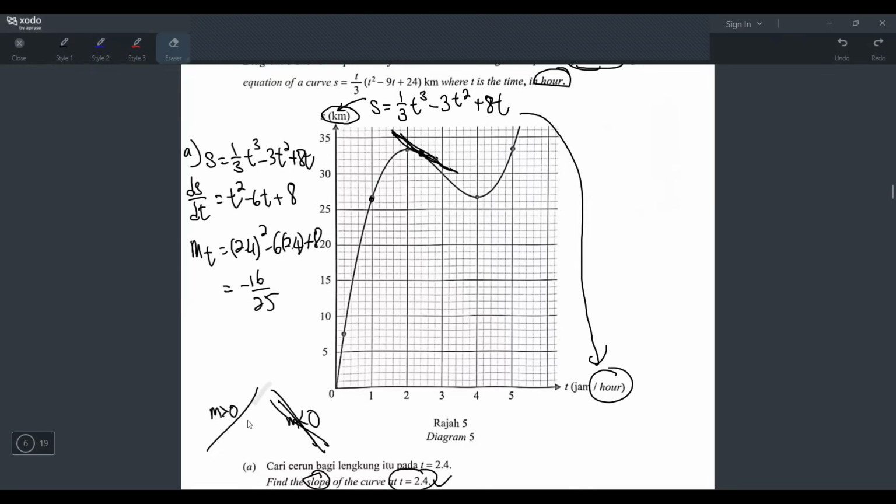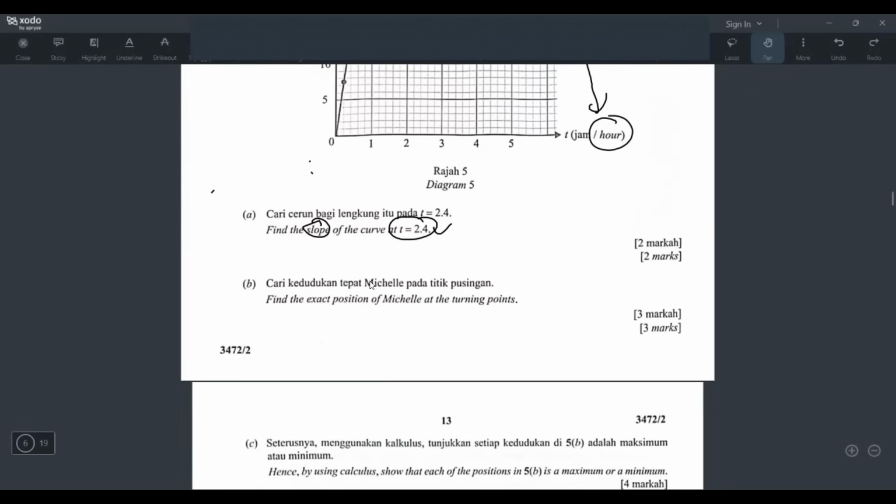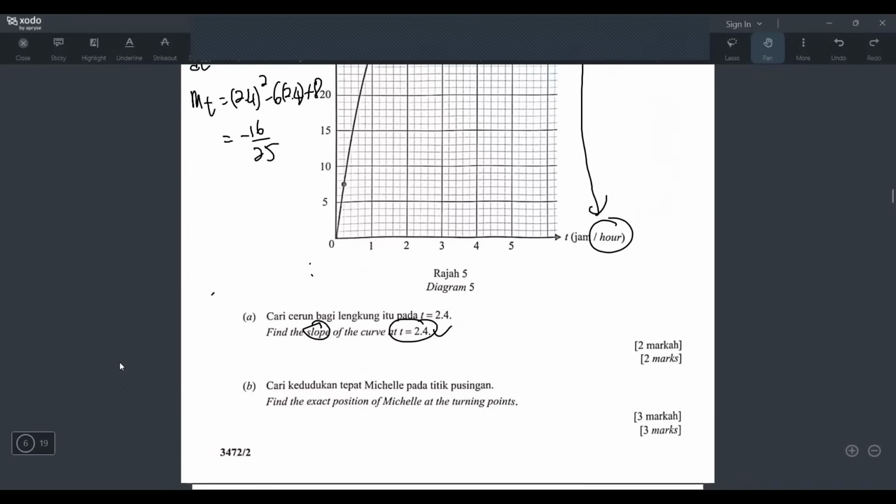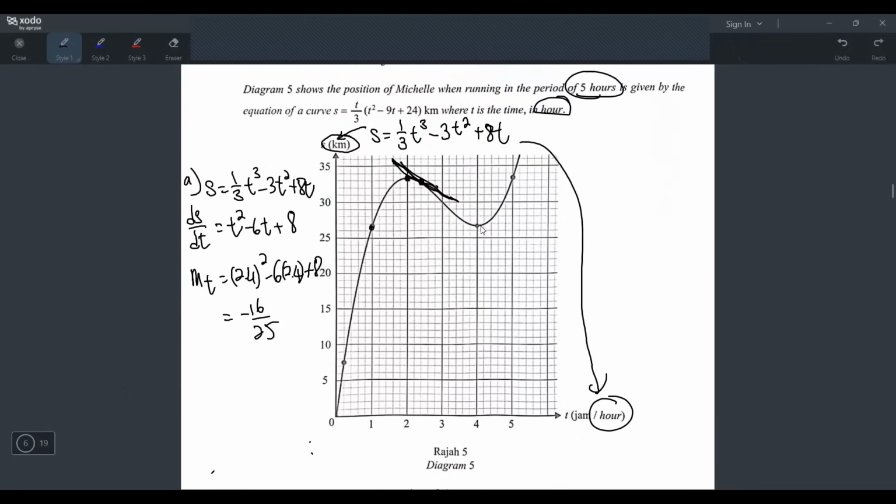Okay, let me erase this, and then we continue with B. Let's see what they want. Okay, B says find the exact position of Michelle at the turning points. Wait, what? Find the exact position. Oh, it means they want the turning point coordinate lah. Is it? Find the exact position of Michelle at the turning point. So the turning point is this one, right? This one and this one. But what do they mean by find exact position?